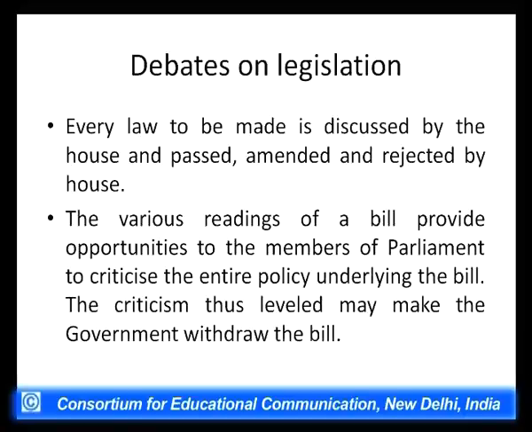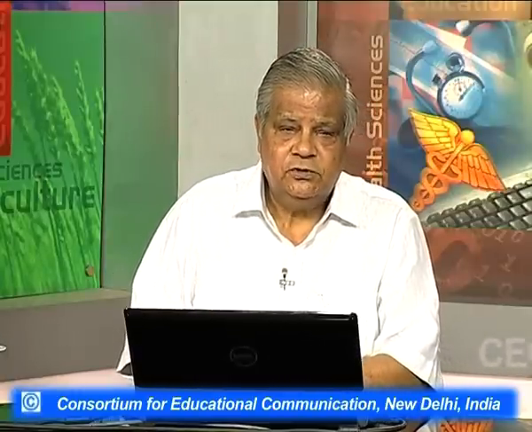Normally, the government bills are passed. Private member bills may be passed, may not be passed. There are two kinds of bills proposed in the parliament. One is government bill, which government proposes, and most of the bills are government bills. And another are private member bills. Any member can propose anything which he may suggest that should be enacted and converted into law. Now here, various readings of the bill take place, first reading, second reading, third reading and so on. And Parliament criticizes each aspect of the bill.